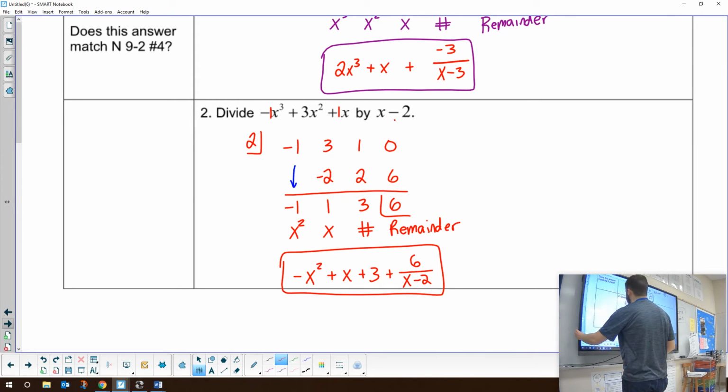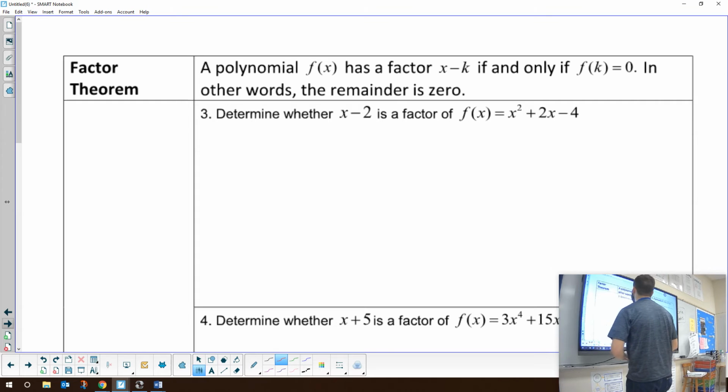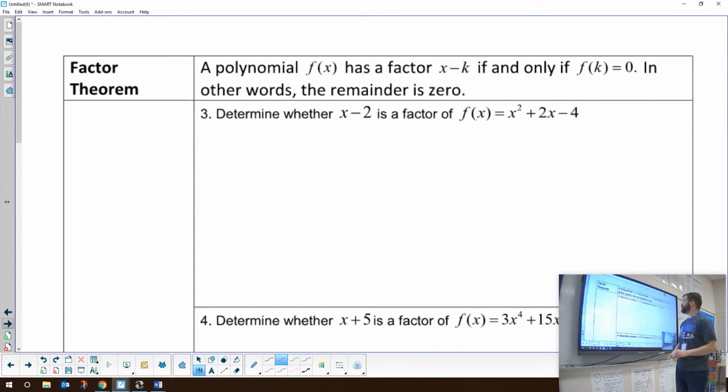Okay, let's take a look now at number 3. Okay, so we have a factor theorem. A polynomial has a factor of our factor if f of k equals 0. In other words, the remainder is 0. So if you divide a number and the remainder is 0, that number is a factor. Like in simple terms, like 8 divided by 2 is 4 with no remainder, so 2 is a factor of 8, right? So if we divided this by x minus 2 and there was no remainder, it would be a factor. So let's see if x minus 2 is a factor.